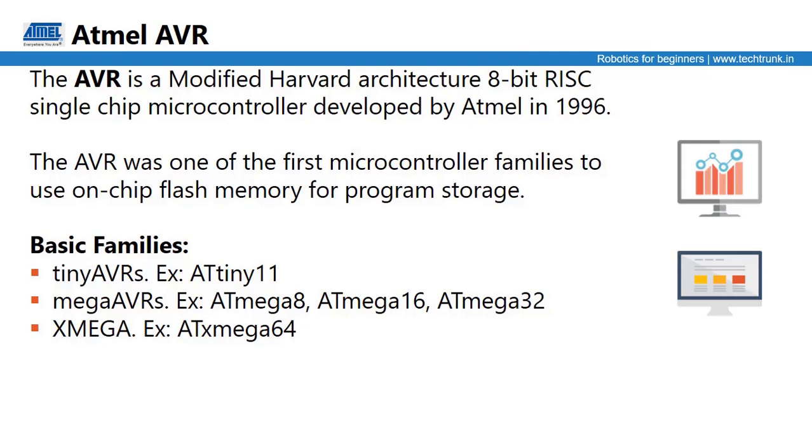AVR was one of the first microcontroller families to use on-chip flash memory for program storage. The basic families in AVR include tinyAVRs, an example of which is ATtiny11. MegaAVRs, examples of which are ATmega8, ATmega16, ATmega32, ATmega328, ATmega168. And we're going to use the Arduino from the family MegaAVRs, that is ATmega328.